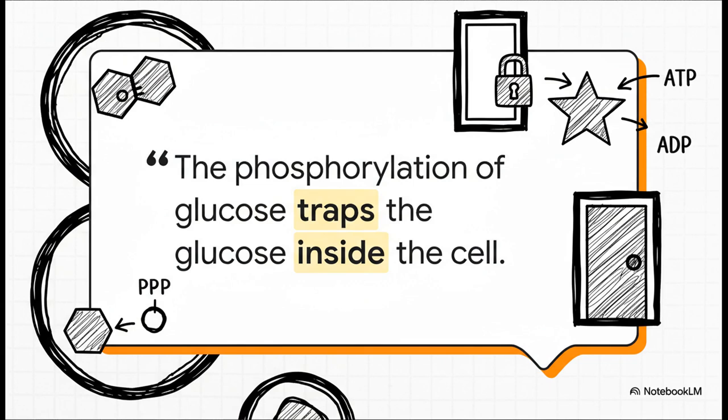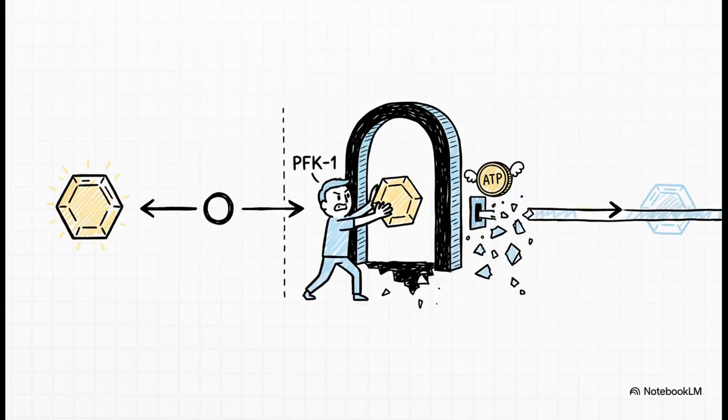Okay, step 1 is just brilliant. As soon as that glucose molecule walks into the cell, an enzyme called hexokinase basically slaps a phosphate group onto it. Now, this costs 1 ATP molecule, but it's totally worth it because it does something absolutely critical. It changes the glucose just enough so that it can't get back out. The cell has, for all intents and purposes, locked the door behind it. It's trapped.